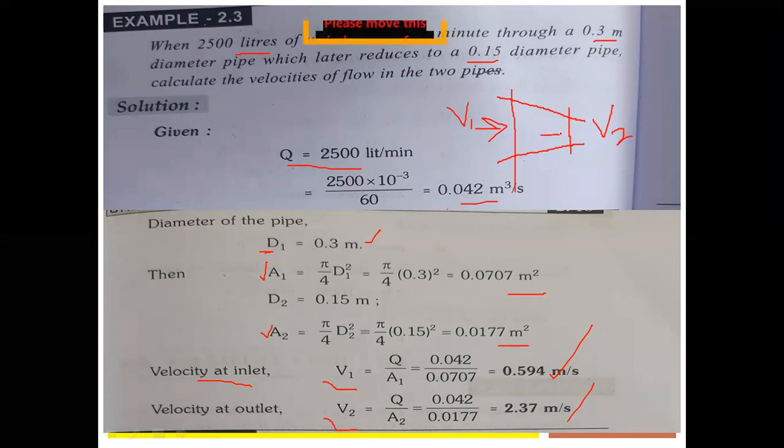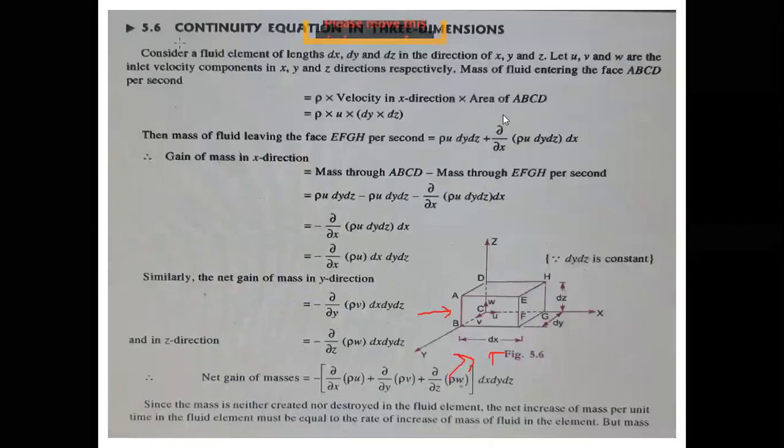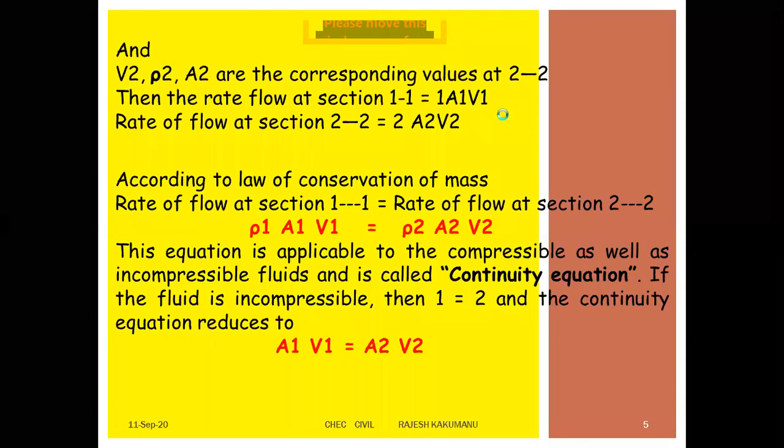That's why the velocity will be more when compared to the velocity at the one side, right? So like this, you have to do the simple problems based upon the velocities or discharges. So with this continuity equation and the three-dimensional equation, we'll solve some of the bigger problems also, right? Now see here, the next problem: a 25 centimeters diameter pipe carries oil.